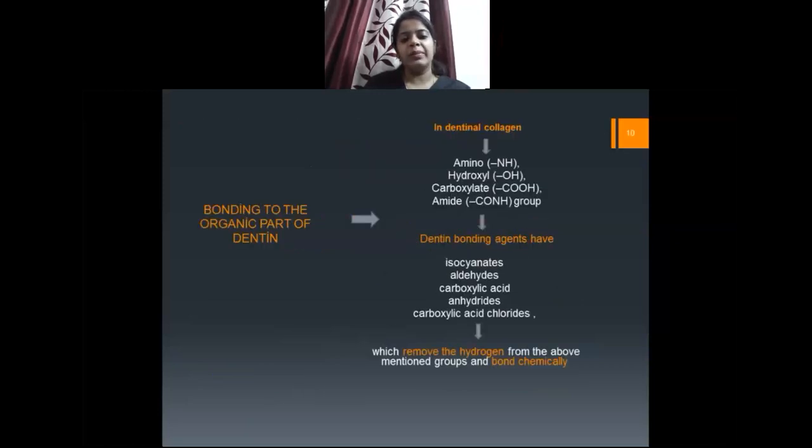Bonding to the organic part of the dentin. In dentin collagen, we have amino, hydroxyl, carboxylate, and amide groups. Whereas in dentin bonding agents, we have isocyanates, aldehyde, carboxylic acid, anhydride, and carboxylic acid chloride. These replace the hydroxyl group or the hydrogen from the above mentioned groups of the dentin collagen and bond chemically.